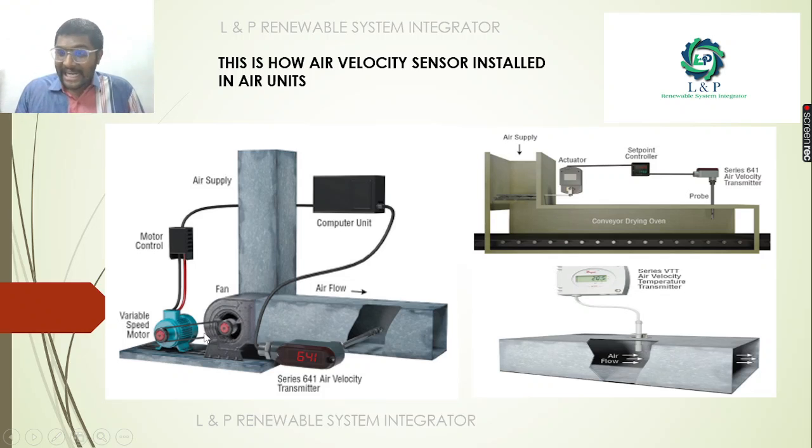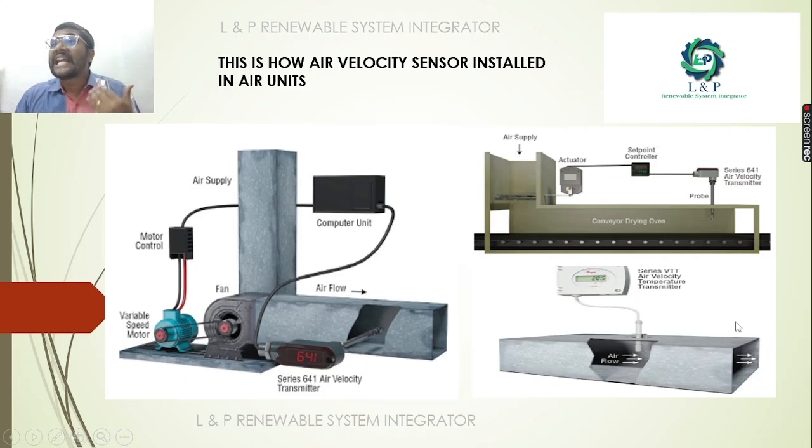So we are running it with a variable speed motor. So we are controlling the motor. We have a controlling unit, but based on the control set point, you need to maintain the air velocity. So in order to know the air velocity, we need the air velocity transmitters. Okay, it will be installed like this.